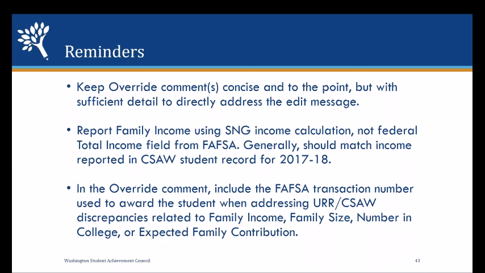Another reminder is that in the override comment, we want you to include the FAFSA transaction number that you use to award the student when addressing the unit record SEESAW discrepancies related to family income, family size, number in college, or expected family contribution. The reason we need this, and it makes it easier for WASAC staff, is let's say you award and disburse financial aid on a second transaction.